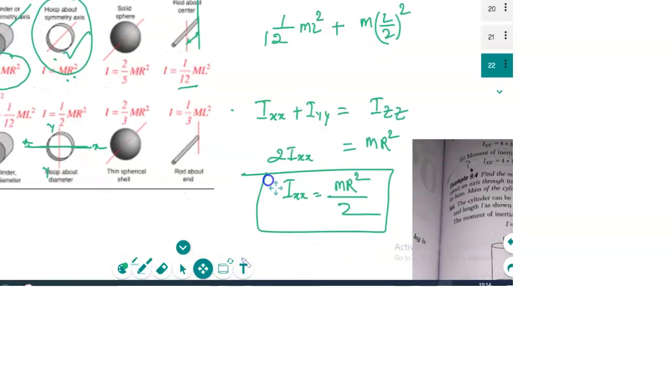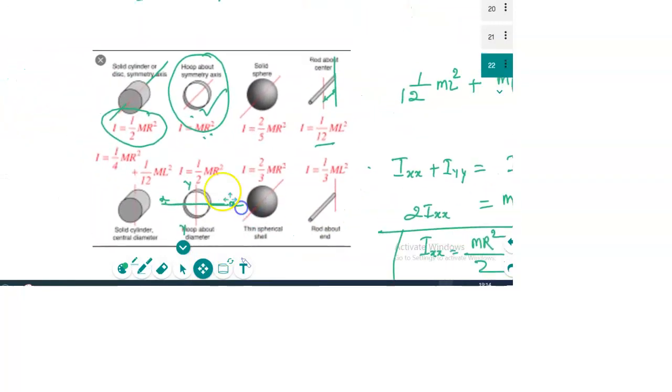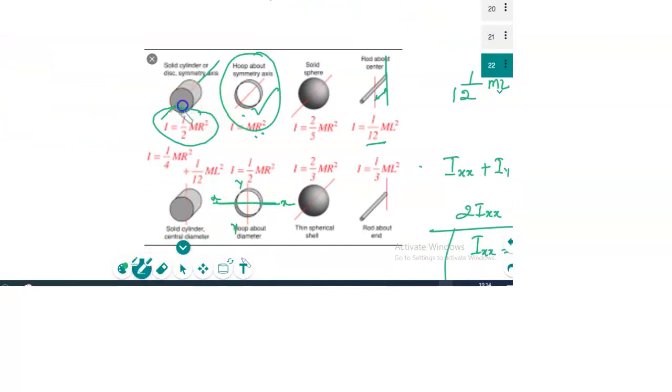Is it clear? Good. Then this one, please tell me what you call this one? Solid cylinder, disc. Disk is thin, solid cylinder is long, but both are the same. The moment of inertia about that axis is the same. Is it clear? Yes.